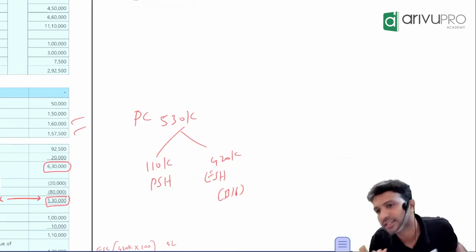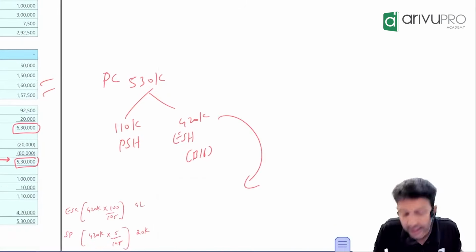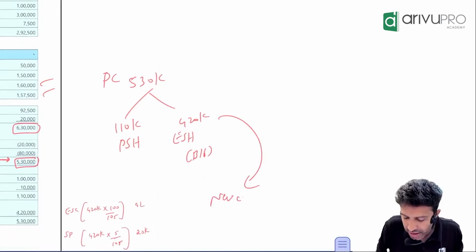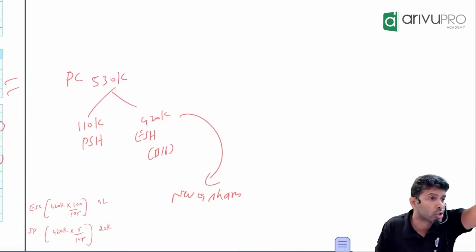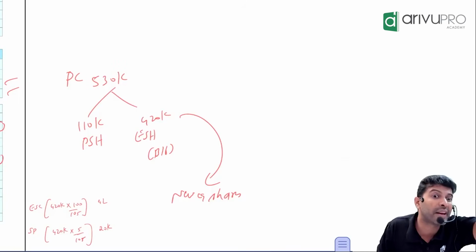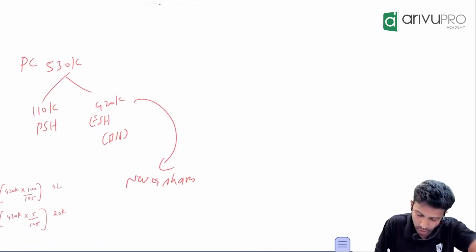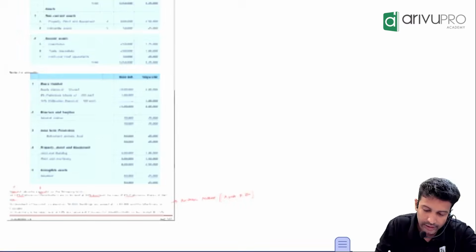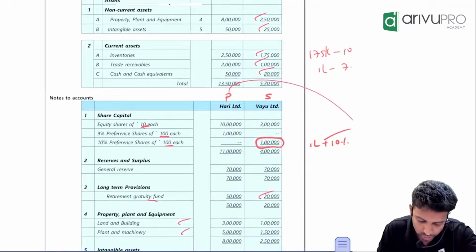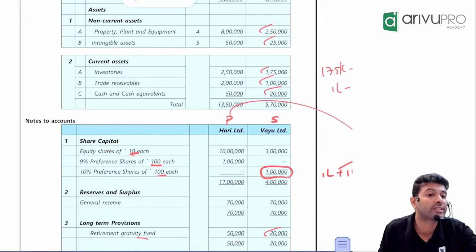That remaining will be given to whom? Equity shareholders. And this 420 is settled by cash or new equity shares? New equity shares. And these new equity shares, my dear friends, are not issued at par. They are issued at premium. The face value of these new equity shares is 10. How can you tell it is 10? It is given in the question. I made you underline it also. The equity shares' face value is 10.